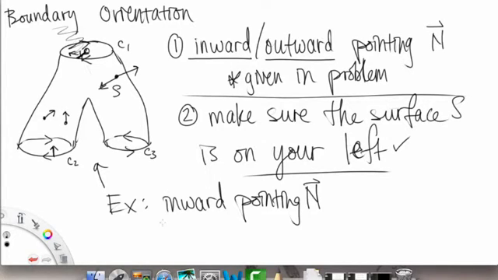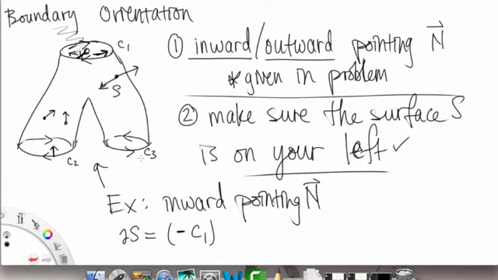Therefore, you need a negative to reverse the orientation. So our boundary of S includes a negative C1. We have to turn it around. If you're this person and now walk the other way, reversing the orientation, then when you're walking that way, the surface is going to be on your left side.